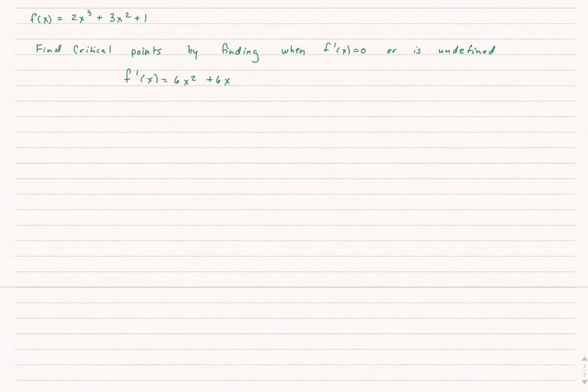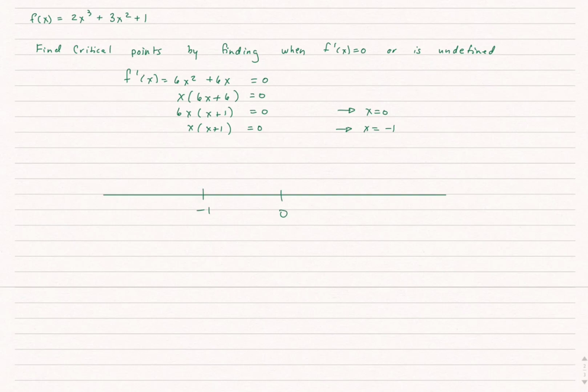Again, to set this equal to 0, I'm going to have to factor in order to solve this. I could even pull out another 6, and I find I have two critical points, when x is equal to 0 and when x is equal to -1. Notice I can divide both sides by that 6, the constant, and that doesn't play into this at all. So I'm going to have three separate intervals: from -infinity to -1, from -1 to 0, and 0 to infinity.